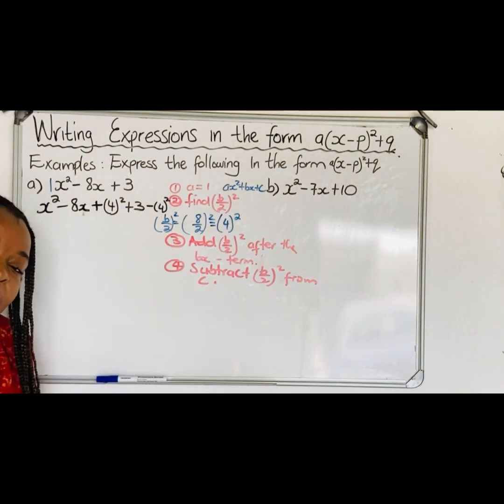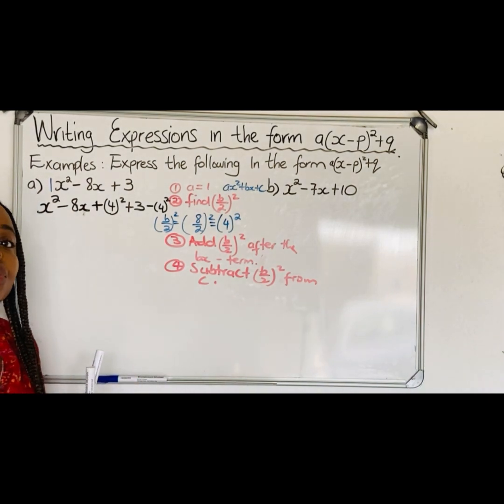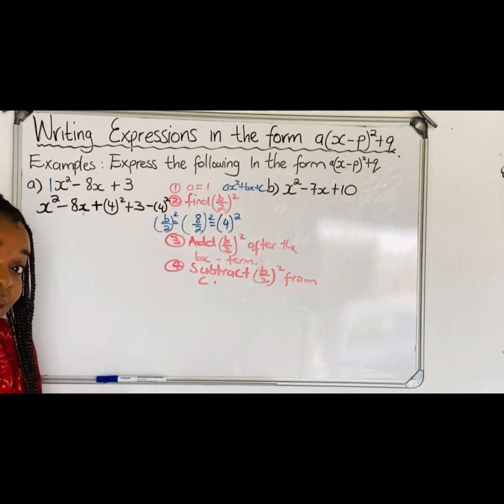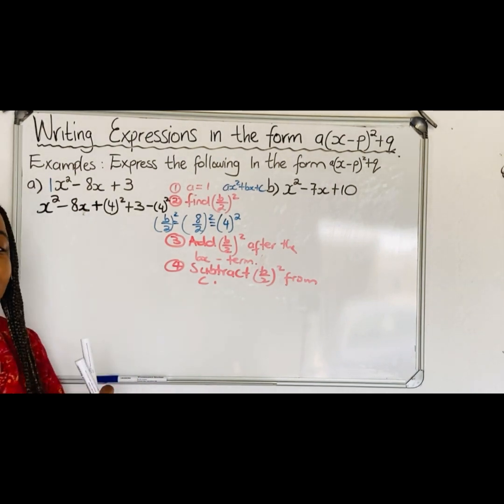So to recap, I'm helping you get to know your steps. Make sure A is 1. If it's not 1, we're going to learn what we do to make it 1. We make sure that we find our B over 2 squared, and we do not solve the square. We don't remove the square. We simplify the inside part. We're allowed to do that. But we don't remove the square. After finding it, we add it after the bx term, and we subtract it from the C term.